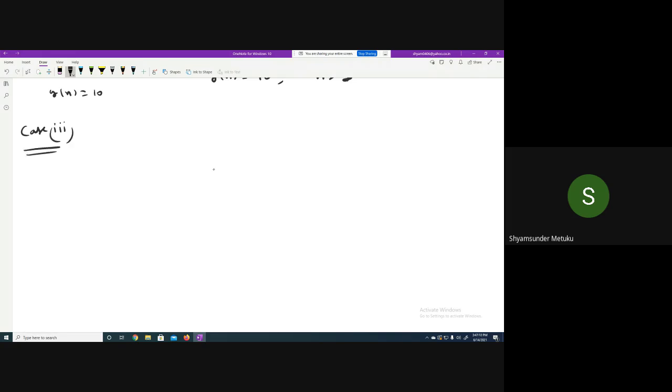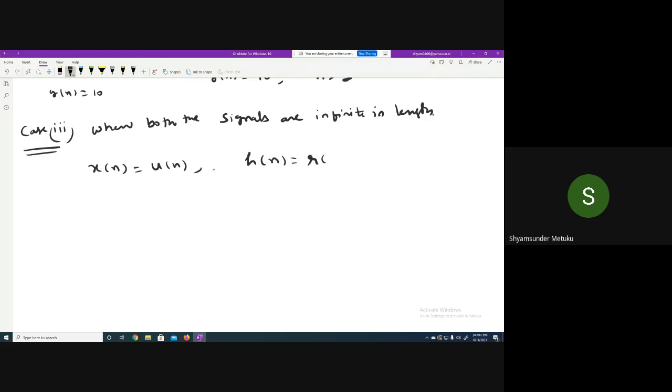When both the signals are infinite in length, it is very simple. So when both the signals are of infinite length, x of n is given as u of n, and h of n is given as r of n.